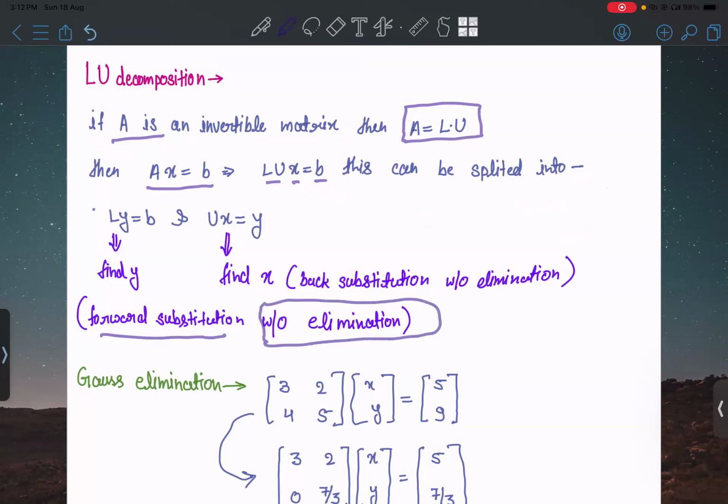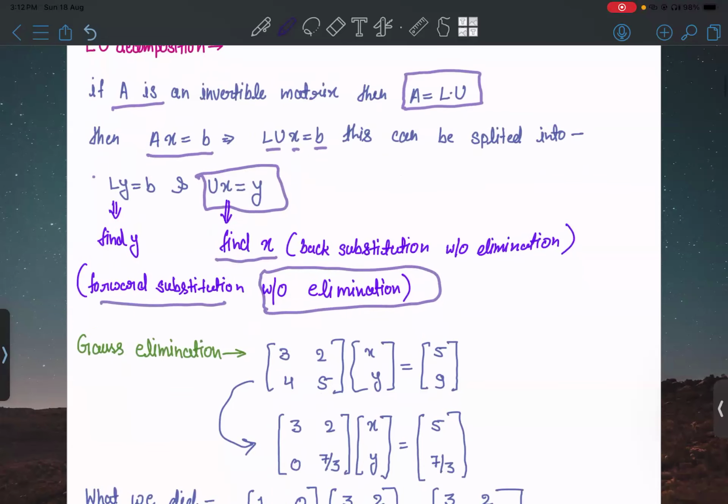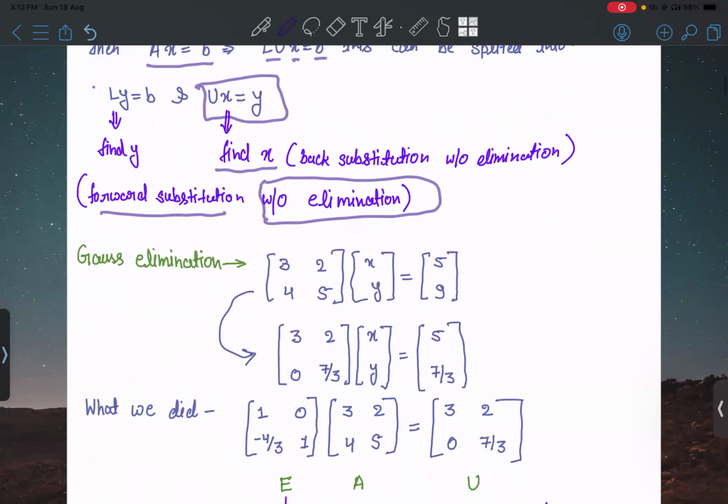Similarly, I can solve this UX equal to Y problem and find the value of x using the backward substitution method, without any elimination.